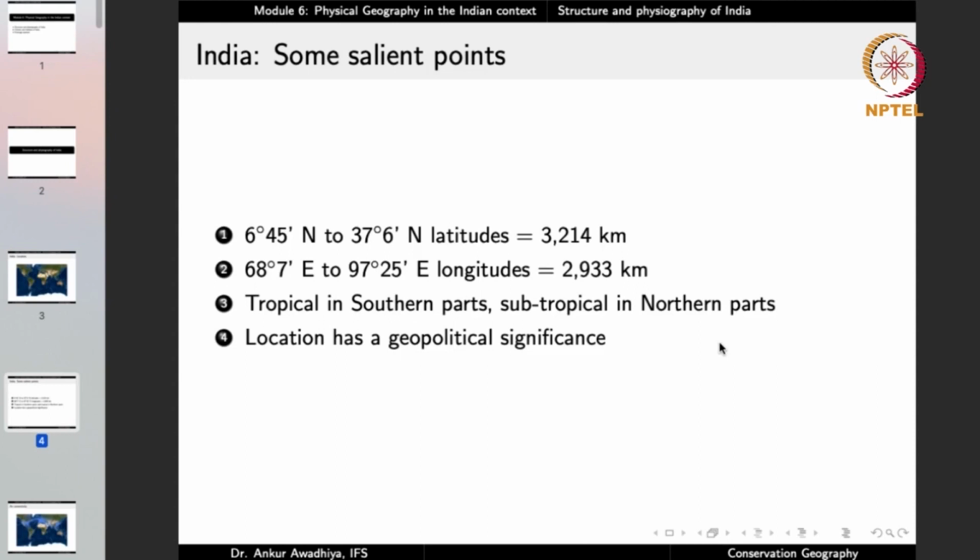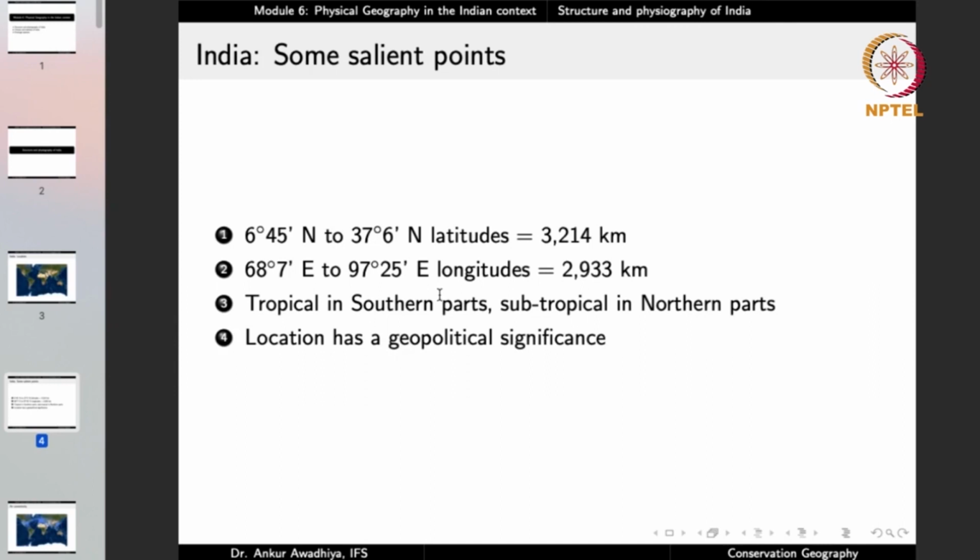Some salient points: the latitudinal extent of India is from 6 degrees 45 minutes north to 37 degrees 6 minutes north latitudes, which in total is 3214 kilometers from north to south. And the longitudinal extent is 68 degrees 7 minutes east to 97 degrees 25 minutes east longitudes, which is 2933 kilometers in the east-west direction.